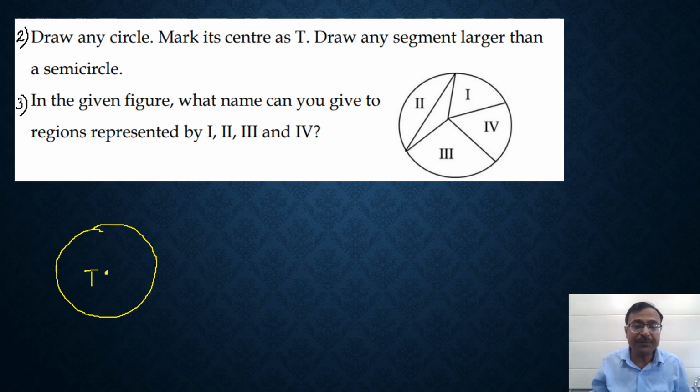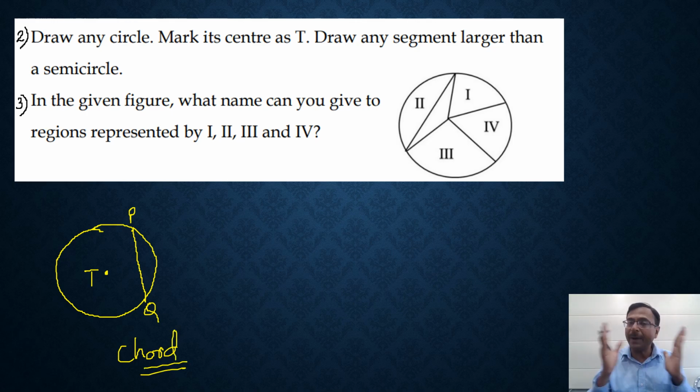But if the length is reduced like this, suppose this PQ, it is obviously not passing through the center, so it is not a diameter. It is called a chord, and this chord divides the circle into two parts. One of them is very small, I'm shading that, and the unshaded part. There are two parts of the circle, and they are not equal.